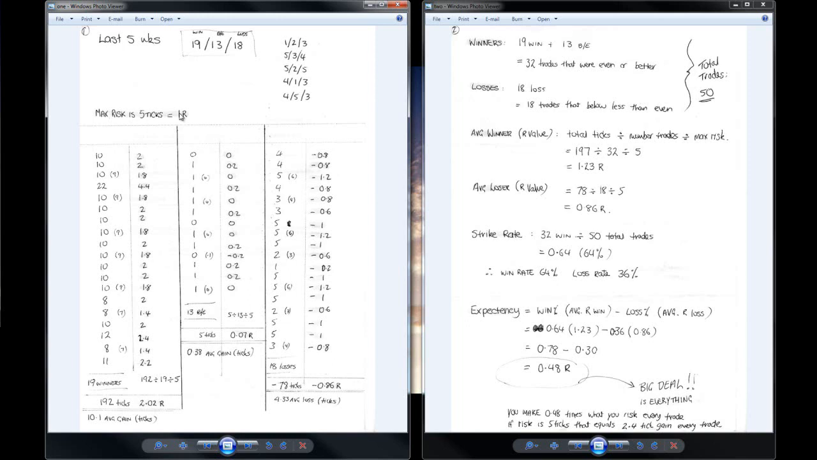Okay, so we went over that in part 1 and part 2, meaning if, for example, my risk is 5 ticks, if I take a 10 tick profitable trade, I've just made a 2R trade. I've made twice what I'm prepared to risk. Okay, if I take a 20 tick trade, I've made 4R, 4 times what I'm prepared to risk.